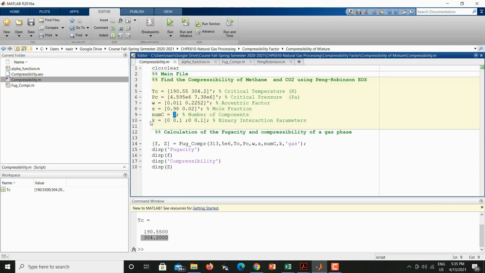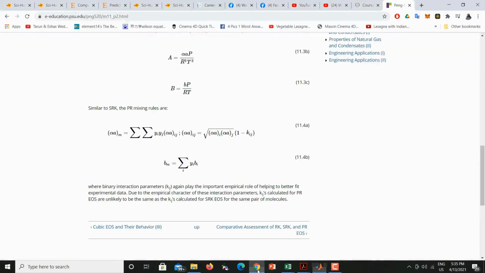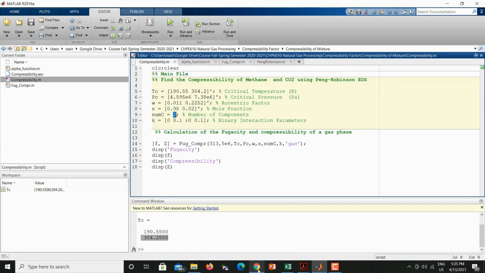Since I told you before, there is an interaction between the molecules of the gases, and if you open this up, you can see the formula that is used for a mixture. Inside this formula we are using the term 1 minus Kij. Kij is the binary interaction parameter between carbon dioxide and methane.